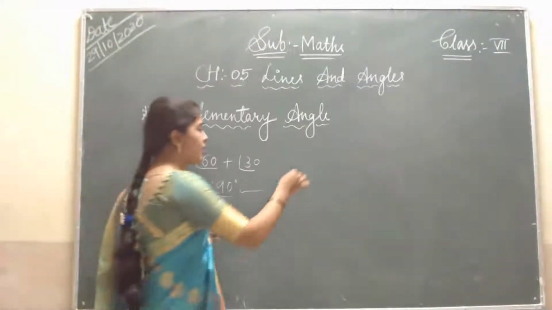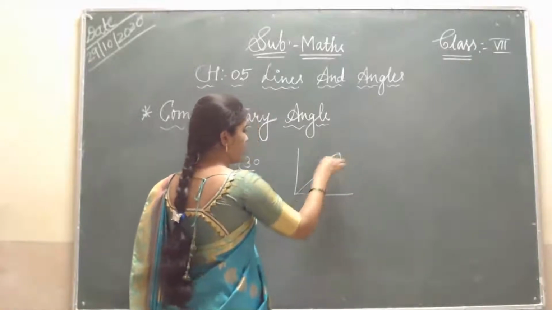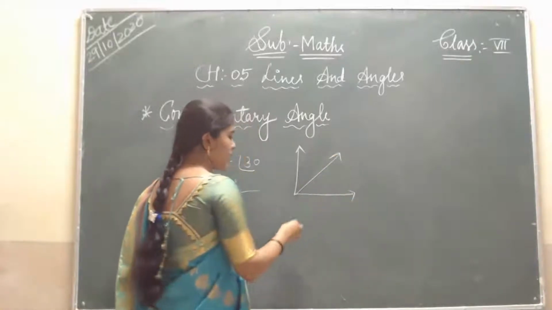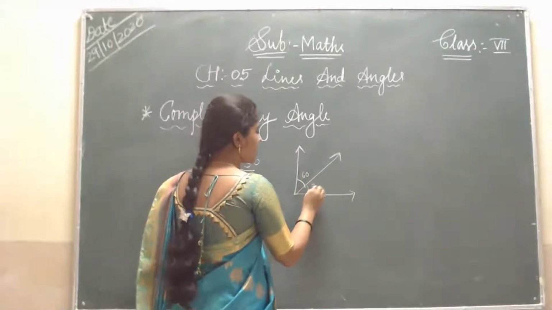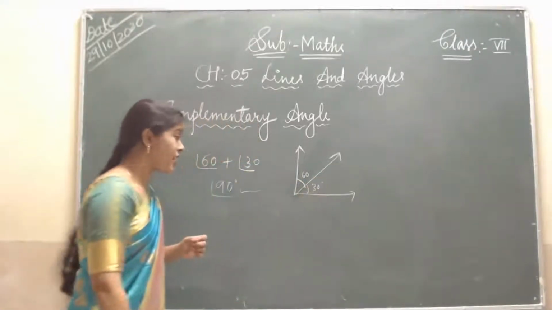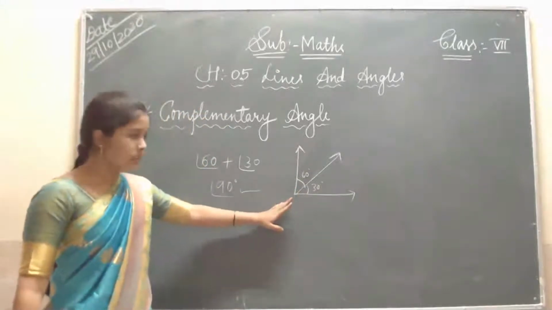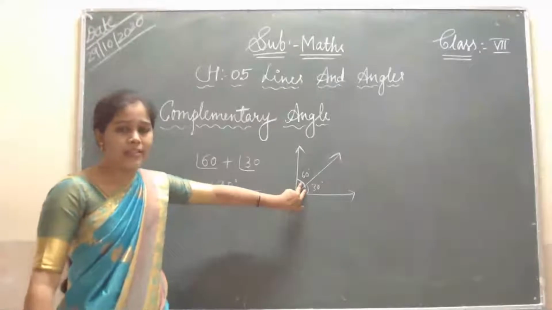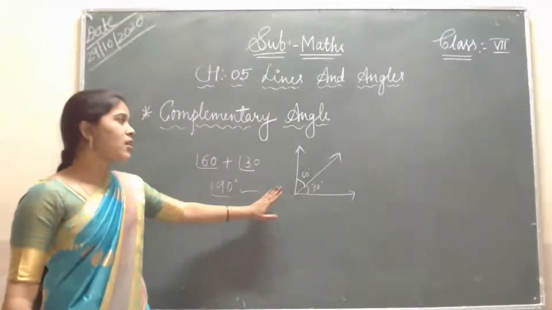For example, see here, one angle is 60 degrees and one is 30 degrees. So this is a complementary angle, because the sum of the two angles, 60 plus 30, is 90 degrees. So this is a complementary angle.